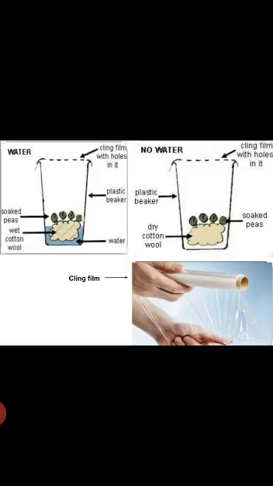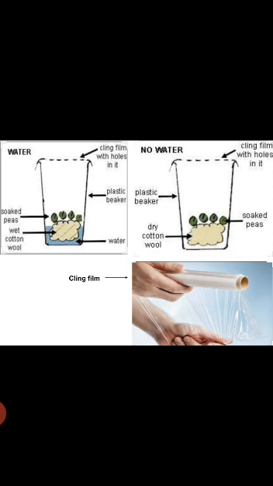Students, take two plastic beakers and place cotton wool in the bottom of each beaker. Place wet cotton wool in the first beaker and dry cotton wool in the second beaker, and then add seeds to each beaker. Label the beakers water and no water.